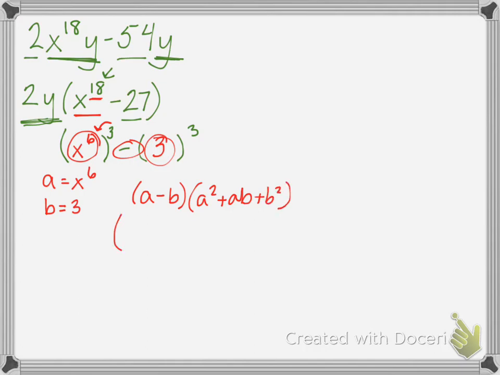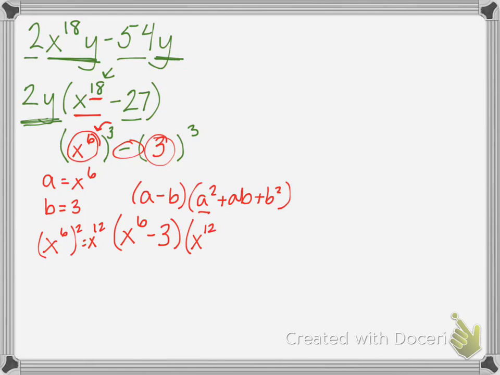So a minus b is going to be x to the 6th minus 3. Now, just for future reference, I would want to see if this is a difference of cubes, I have an issue. Thankfully, it's not. Next parentheses, I have to take a and I have to square it. Well, how do I square x to the 6th? I multiply those exponents. What does that give me? X to the 12th.